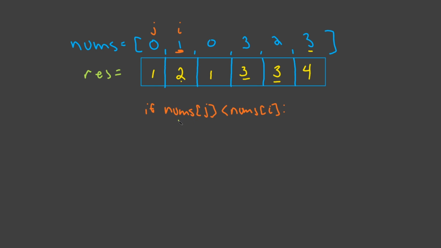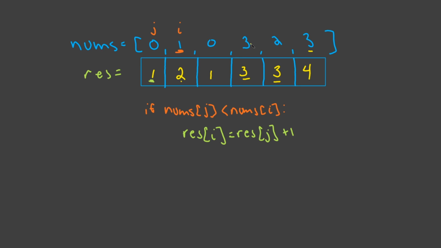And so now, what do we want to do? Well, we want to set our results at our current iteration equal to what? Well, we see that at j here, our max subsequence is 1, and to get to 2, all we have to do is add 1 to this. So we could just do result at j plus 1. And that should update our longest subsequence.